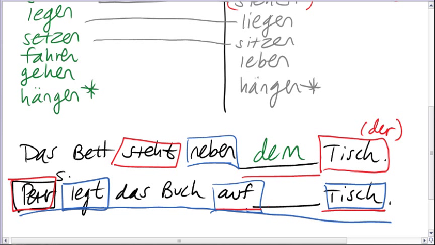Because of auf, it's in the accusative case. Well, this is the direct object. This is also accusative. So auf, what's masculine accusative? Den. Tisch. So Peter legt das Buch auf den Tisch.